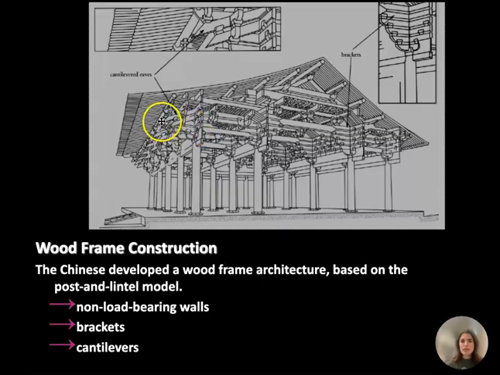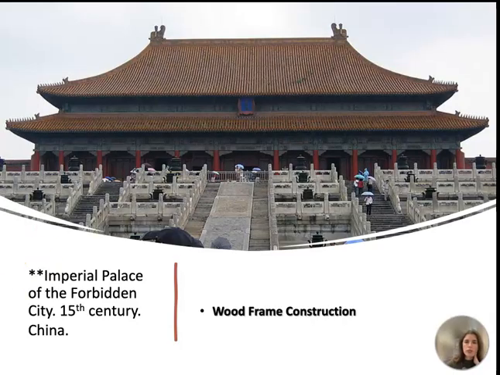We have these brackets, which look like upside down pyramids, which are essentially going from those load bearing posts up to the roof, which is very heavy because they tend to be very elaborate. And then we have these cantilevered eaves. So we have these elements that extend out to help to support the roof lines, which are really moving well beyond the posts themselves. So an example here, we can see the imperial palace of the Forbidden City.